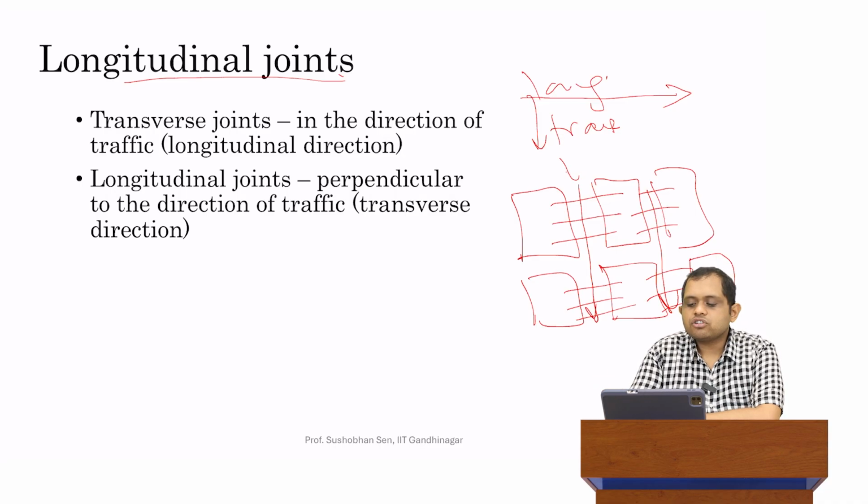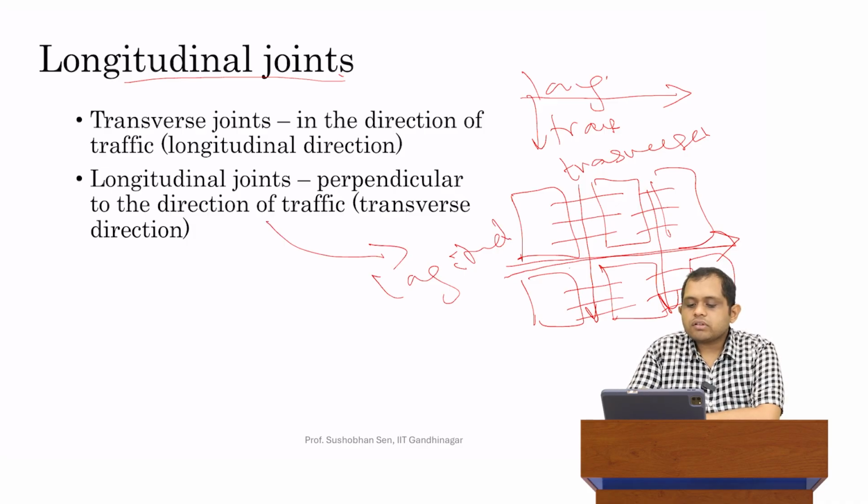These are perpendicular to the direction of traffic. But then we also have these joints over here, which are parallel to the direction of traffic. Those are what we call longitudinal joints, which I've written over here. What happens with these joints is that in between these, we can also put steel.